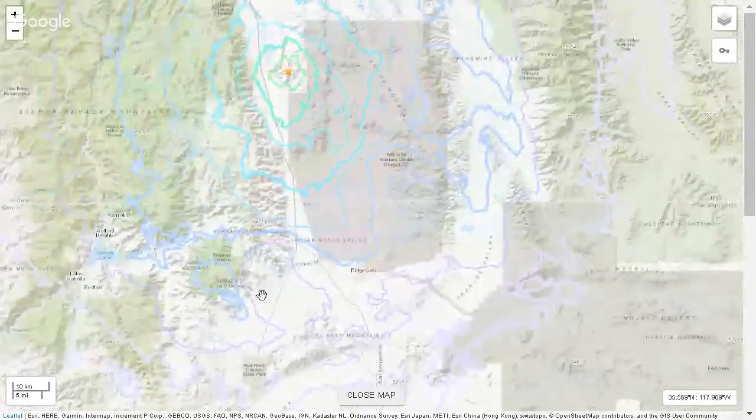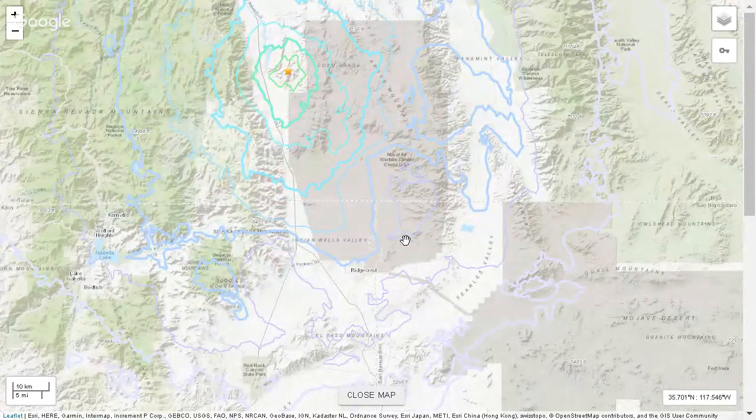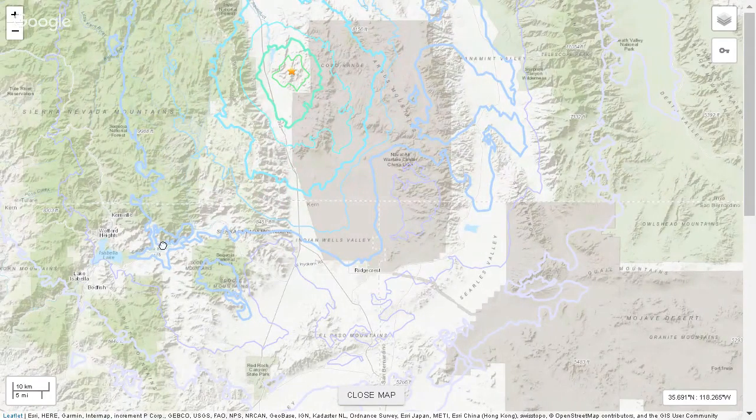Anyway, that 7.1 magnitude quake actually occurred somewhere around here, and right under the Naval Air Warfare Center China Lake facility.